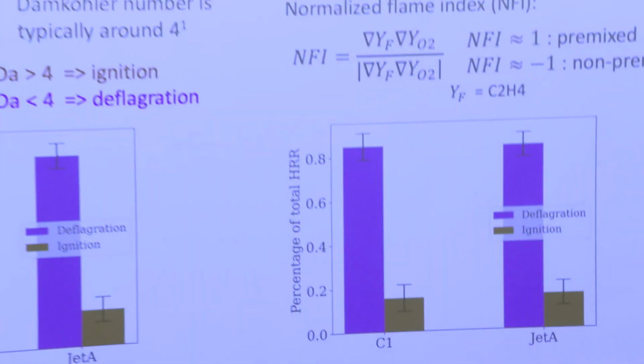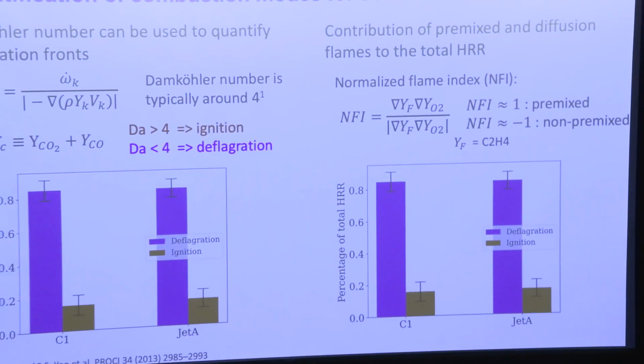But we used ethylene, and when we used ethylene, we found that for the lion's share of the heat release rate, I should say, is coming from premixed combustion. These are the blue bars. And only a small amount is coming from non-premixed combustion. And so you might ask why, and I'll try to go into that next.